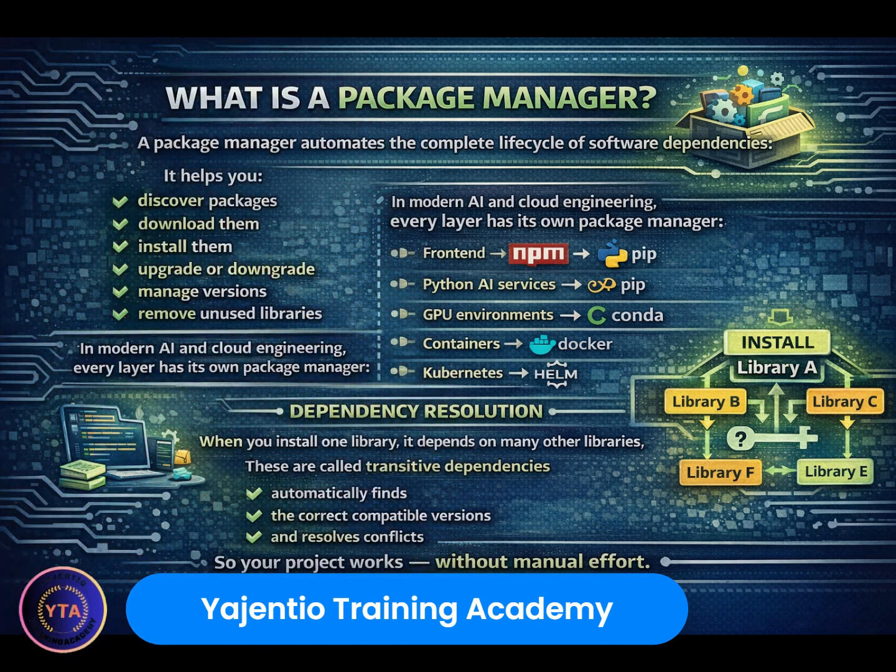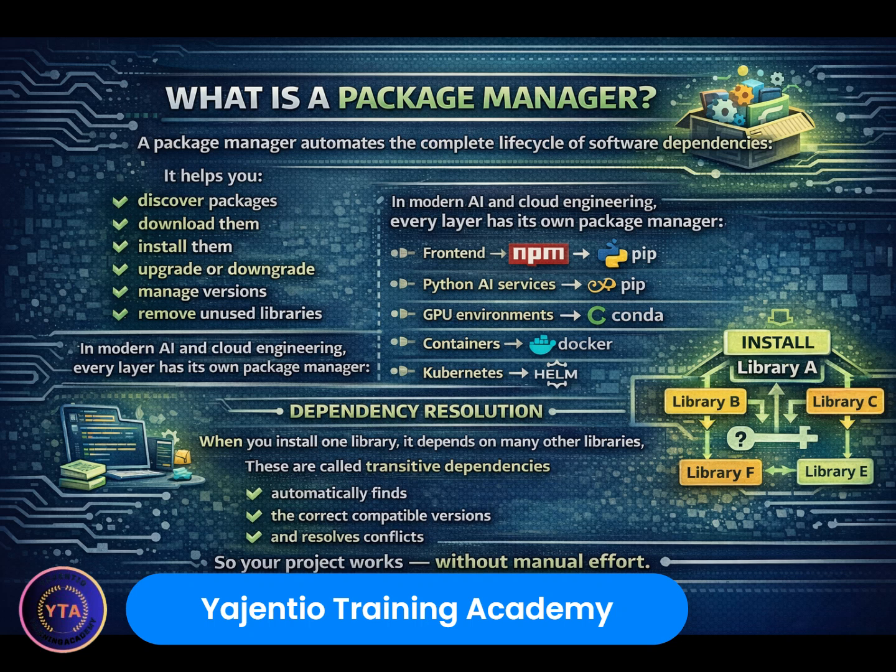What is a package manager? A package manager automates the complete lifecycle of software dependencies. It helps you discover packages, download them, install them, upgrade or downgrade, manage versions, and remove unused libraries. In modern AI and cloud engineering, every layer has its own package manager. Front-end, NPM. Python AI services, pip. GPU environments, Conda. Containers, Docker. Kubernetes, Helm. Infrastructure, Terraform. Without package managers, building a reproducible AI platform is impossible.